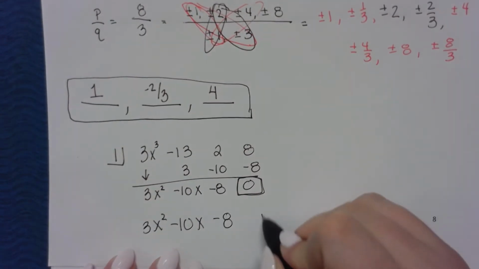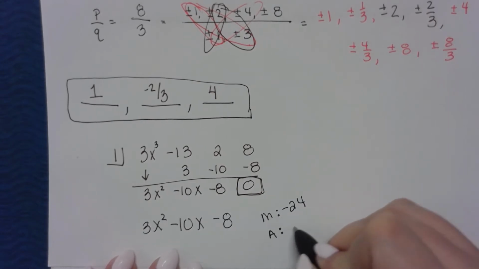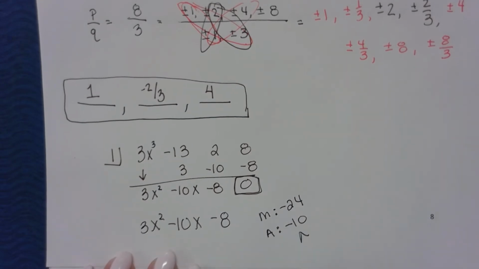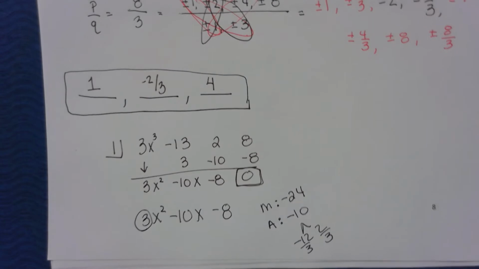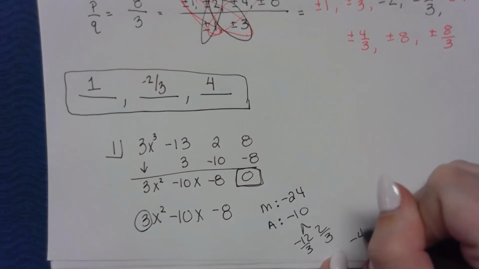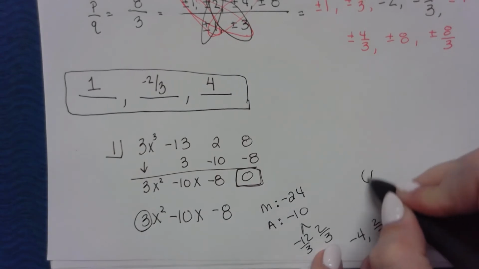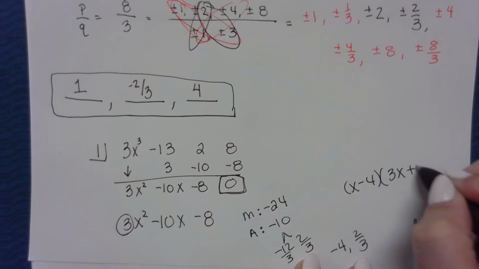So we're going to see, do we have something multiplying to negative 24 and adding to negative 10? So that would be negative 12 and 2. Then we divide by our a term, which is 3. So we get negative 4 and 2/3. Now remember, those are just our factors. So x minus 4 and then 3x plus 2.